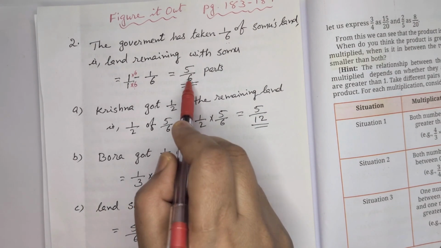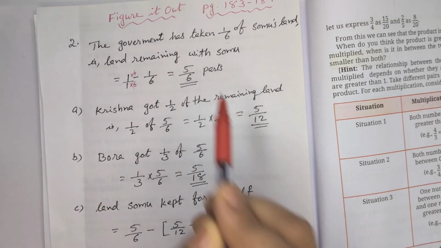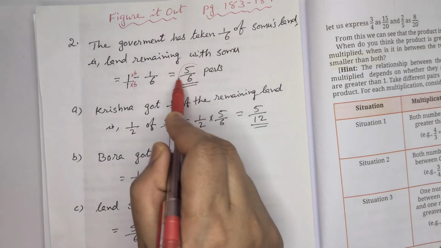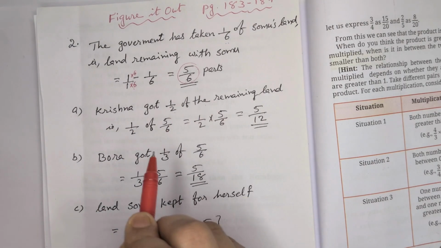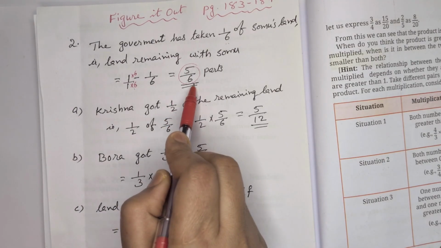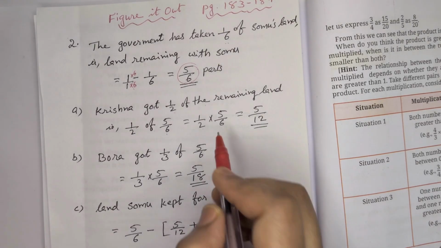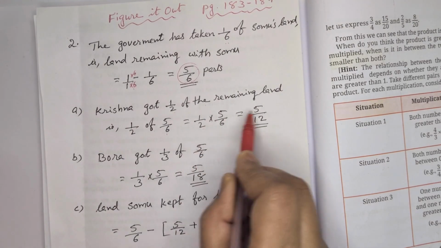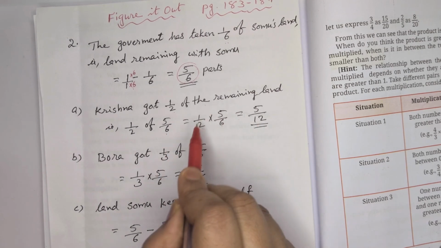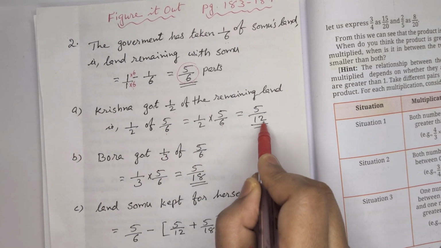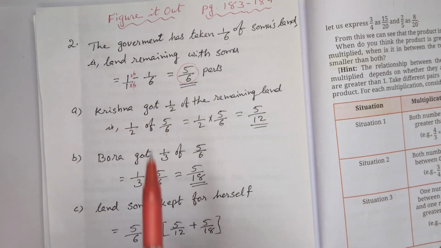This portion she is dividing among her daughter, son and herself. So 5 by 6 is the remaining portion. Now Krishna got half of the remaining land. That means half of this 5 by 6. Half of 5 by 6 means half into 5 by 6. So multiply the fractions. 1 into 5, 5. 2 into 6, 12. So if the remaining part is divided into 12 equal parts, 5 portions Krishna, the daughter, is getting.